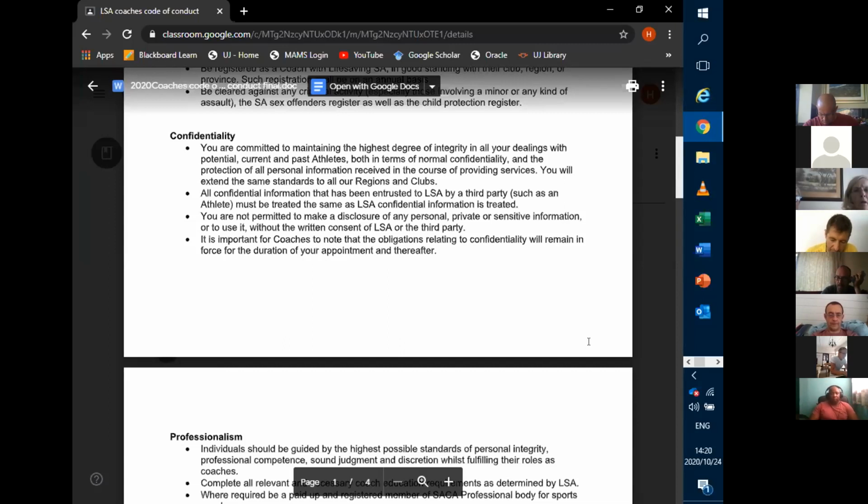You are not allowed to make a disclosure of any personal, private, or sensitive information. So if you know something, keep it for yourself. Don't talk around. You will come into problems. It is important for coaches to note that obligations relating to confidentiality will remain in force for the duration of your appointment.